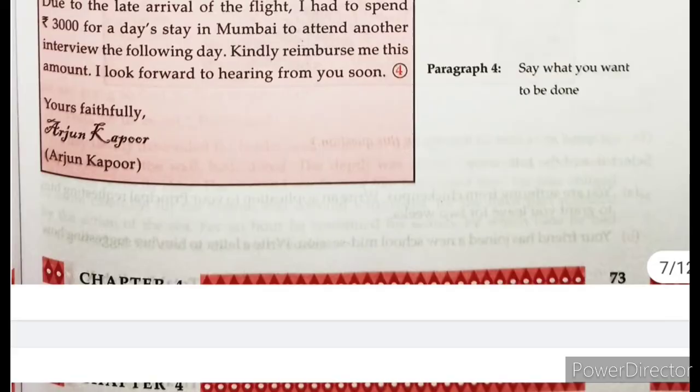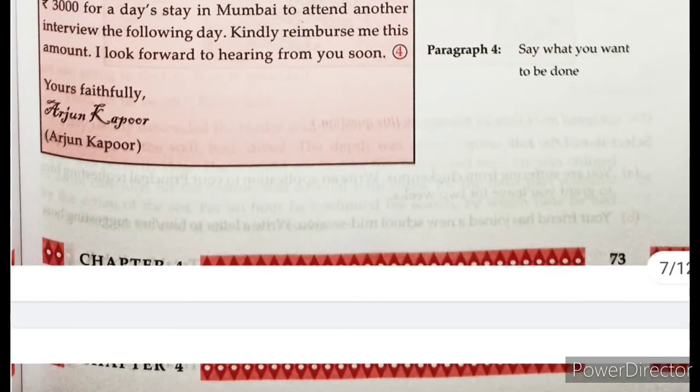So here you can see yours faithfully, the name in running handwriting. Underneath, since this is printed, they have printed in big and small letters, but I suggest when you are writing by hand, you should write your name in block letters within brackets below your name written in running handwriting.